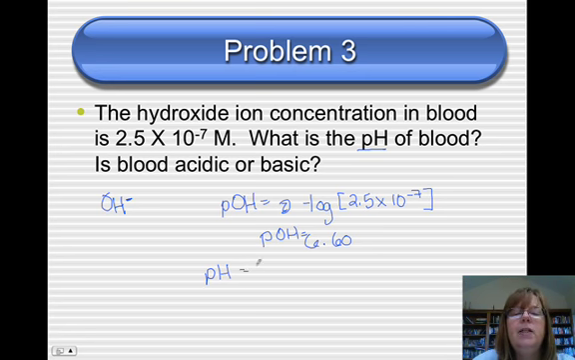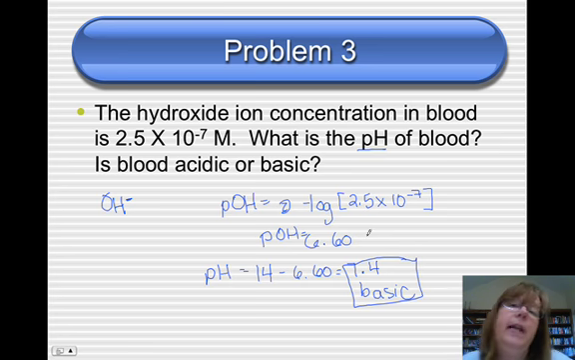So the pH is going to be 14 minus that pOH that you calculated. And so the pH of blood is 7.4. And blood is slightly basic. Maybe you learned that in biology last year. So the pH is around 7.4, slightly basic.